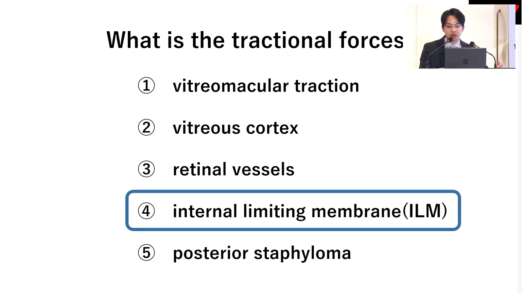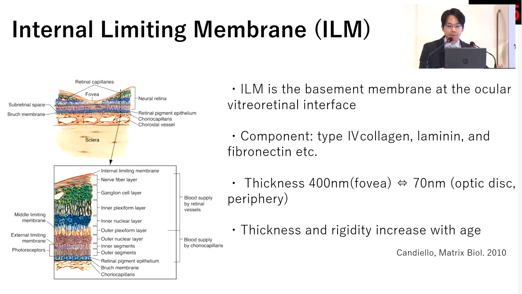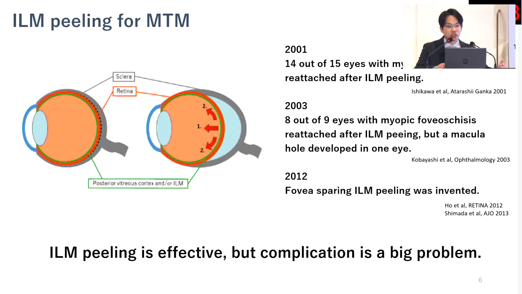Next, I'm going to talk about the internal limiting membrane. The internal limiting membrane, ILM, is considered to be a main cause of traction. ILM is the basement membrane at the vitreoretinal interface, and it consists of type 4 collagen, laminin, and fibronectin. ILM is thicker in the fovea than in the optic disc and peripheral area. The rigidity increases with age.